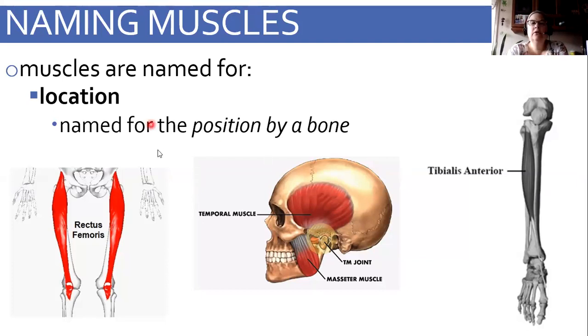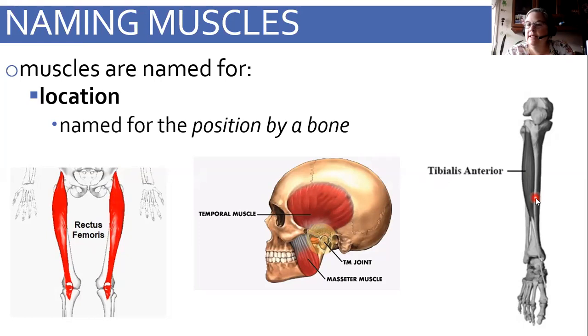Okay, so located for the position by a bone. Here's a muscle. It's called the rectus femoris. This is one of the muscle heads that make up our quadriceps. And we see femoris, well, we know our femur, so it's named because it's attaching to the femur. So it kind of goes around our femur, which is that thigh bone of ours, right? Here we have another muscle, and it's called the temporal muscle. And we see that that's right where the temporal bone is. So that's how that one is being named.